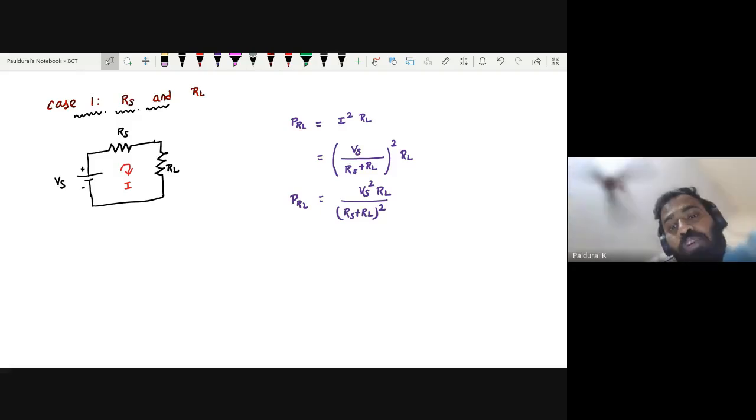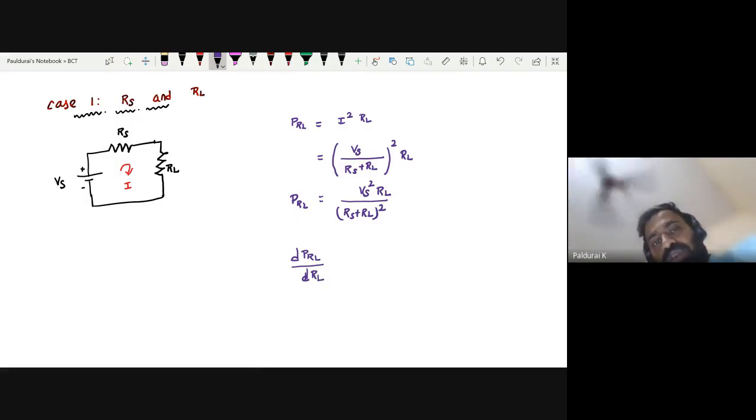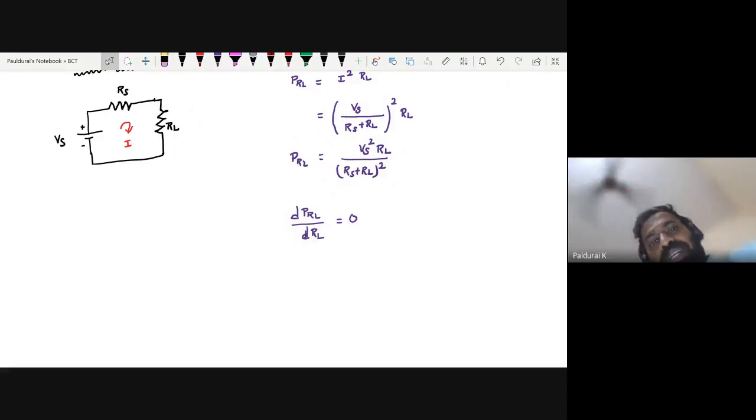So the differentiation of this power with respect to your variable, which is always your load resistance RL, gives zero for maximum power transfer. Don't change this condition. That is the condition for maxima, the practical interpretation of differentiation. I don't want to explain in a detailed manner, but this is the condition.